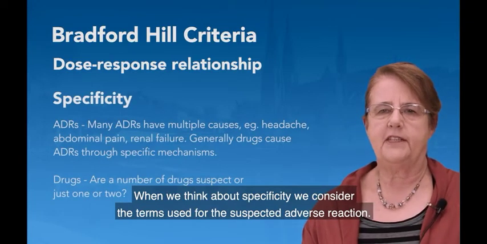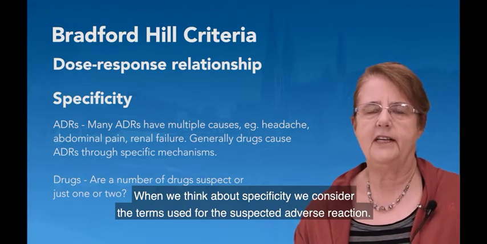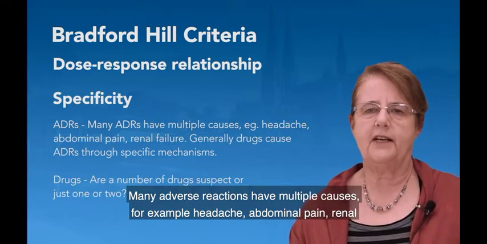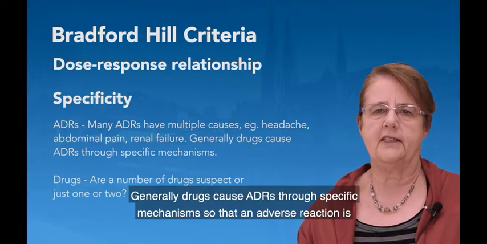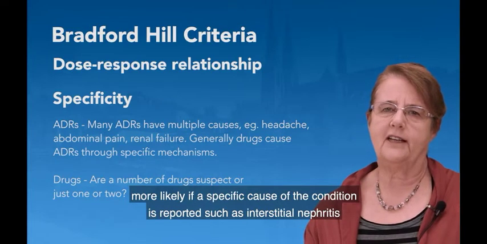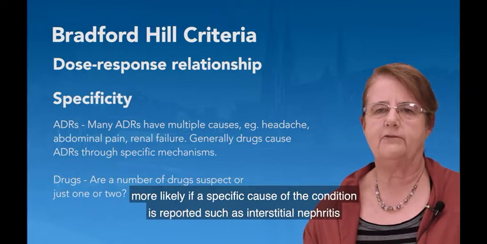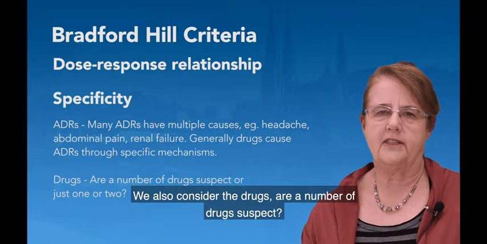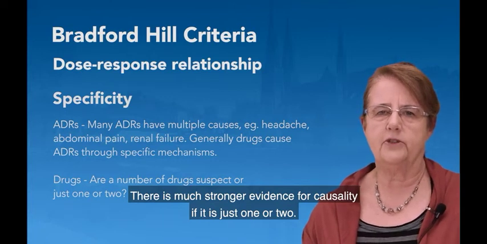When we think about specificity, we consider the terms used for the suspected adverse reaction. Many adverse reactions have multiple causes, for example, headache, abdominal pain, renal failure. Generally, drugs cause adverse reactions through specific mechanisms, so that an adverse reaction is more likely if a specific cause of the condition is reported, such as interstitial nephritis occurring in the reports of renal failure. We also consider the drugs. Are a number of drugs suspect? There is much stronger evidence for causality if it is just one or two.